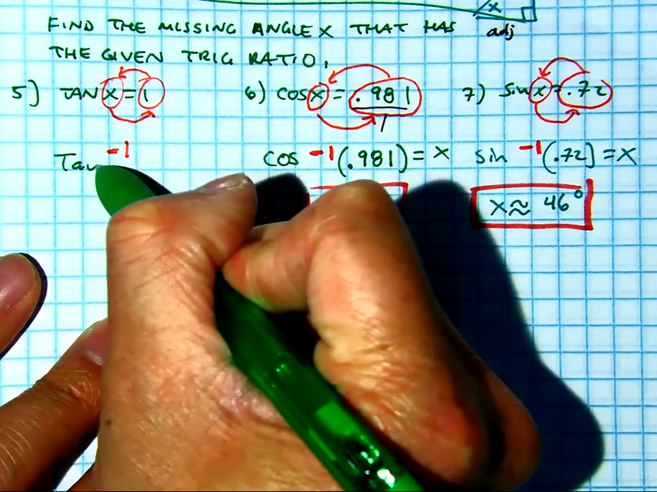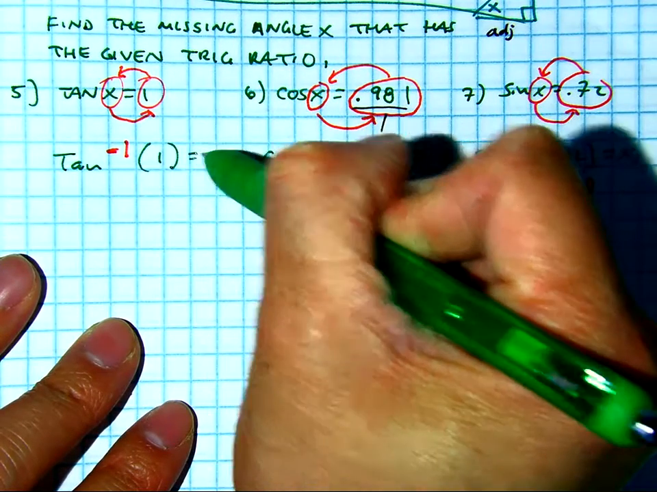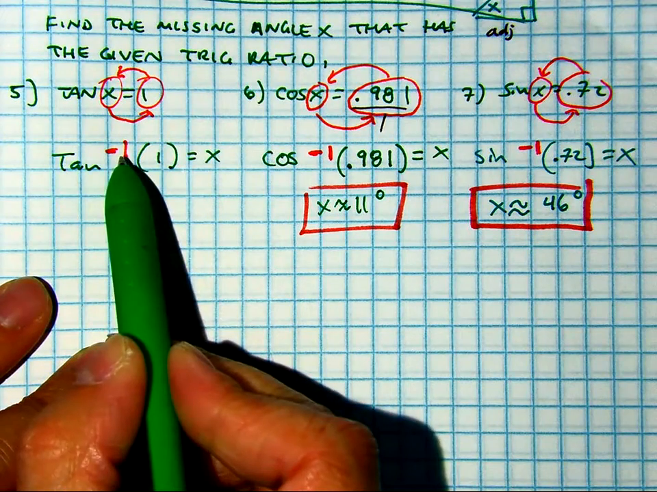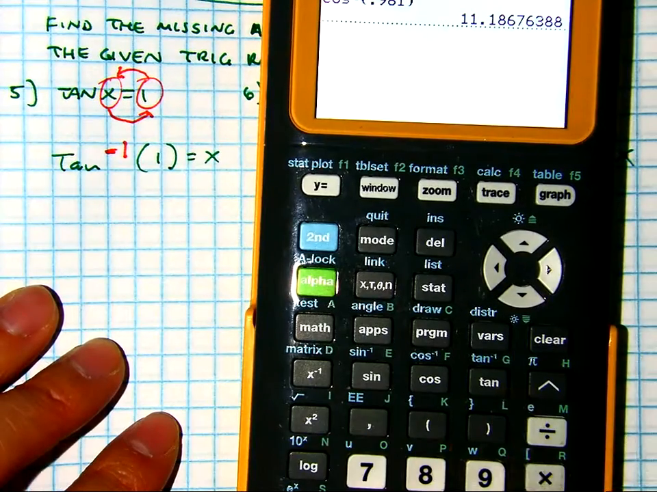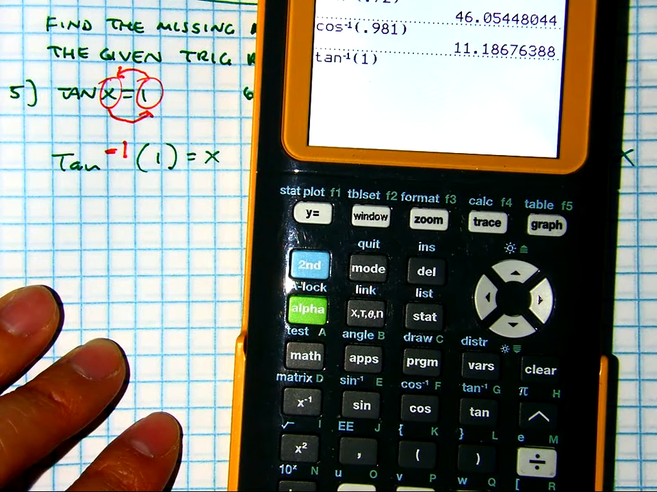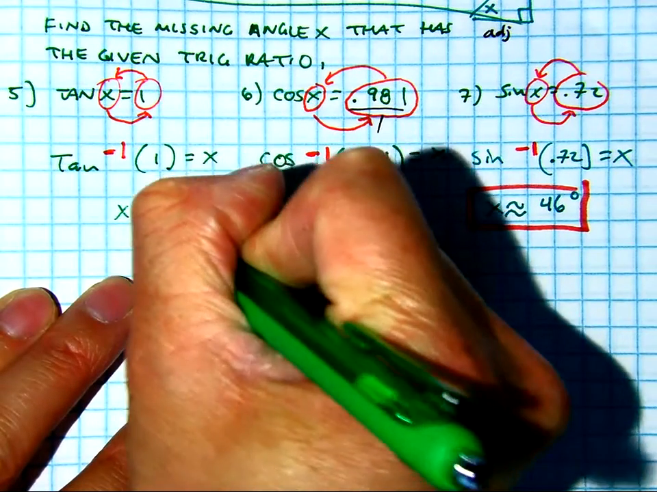Class, tell me what to write. Tan inverse parentheses 1 equals x. It would be wrong if you forgot the inverse. Totally wrong. Put in the inverse of tangent. Our answer is 45. X is approximately 45 degrees.